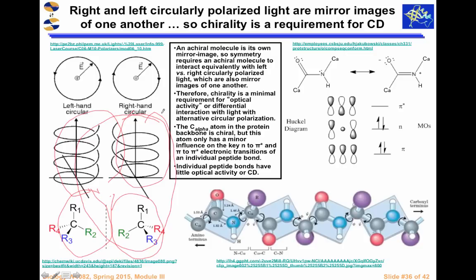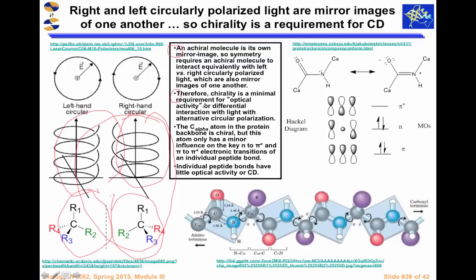So that comes to the take-home message on this slide. This is probably the only very important one: an achiral molecule is its own mirror image, so symmetry requires an achiral molecule to interact equivalently with right and left circularly polarized light, because they're also mirror images of one another. That means that chirality is a minimal requirement for optical activity, which is another way of saying differential interaction with light of alternative circular polarization. So to have CD, you have to be chiral.